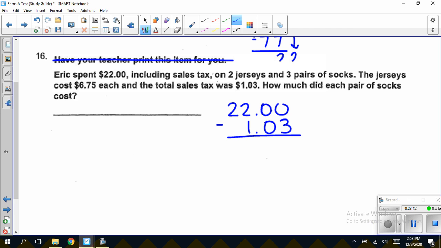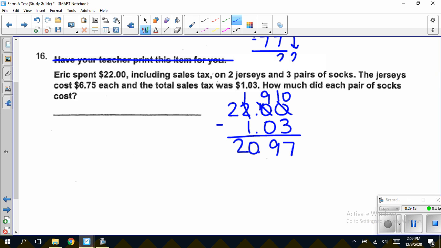So I cannot take 0 minus 3, so I am going to borrow from the 2, make it a 1. This 0 is now a 10. Borrow from that, make it a 9, and now this last 0 is a 10. So 10 minus 3 is 7, 9 minus 0 is 9, drop down my decimal, 1 minus 1 is 0, and then bring down my 2. So prior to sales tax, the total bill was $20.97.